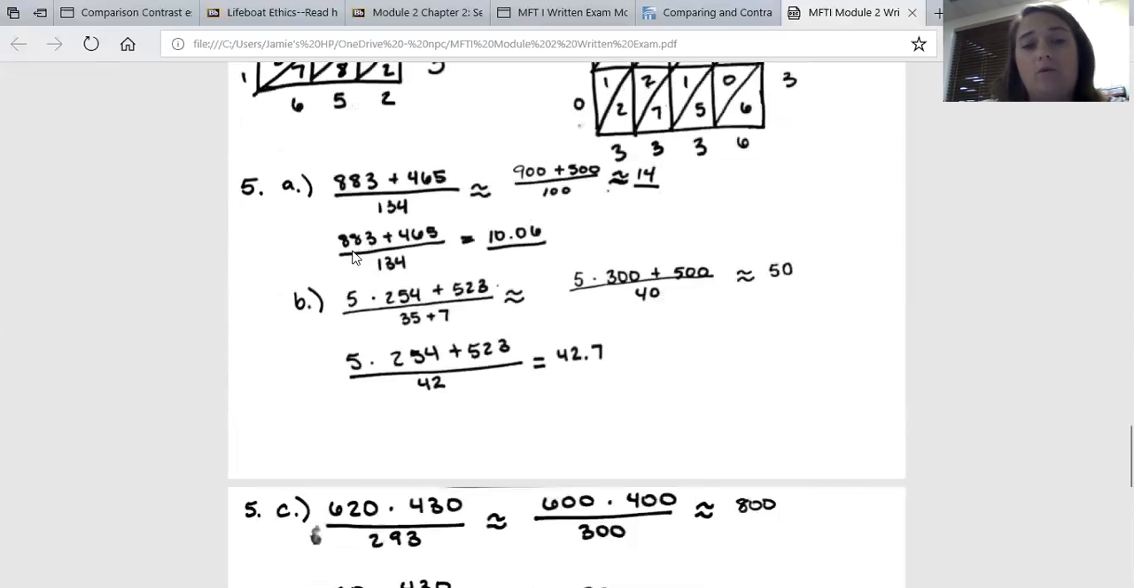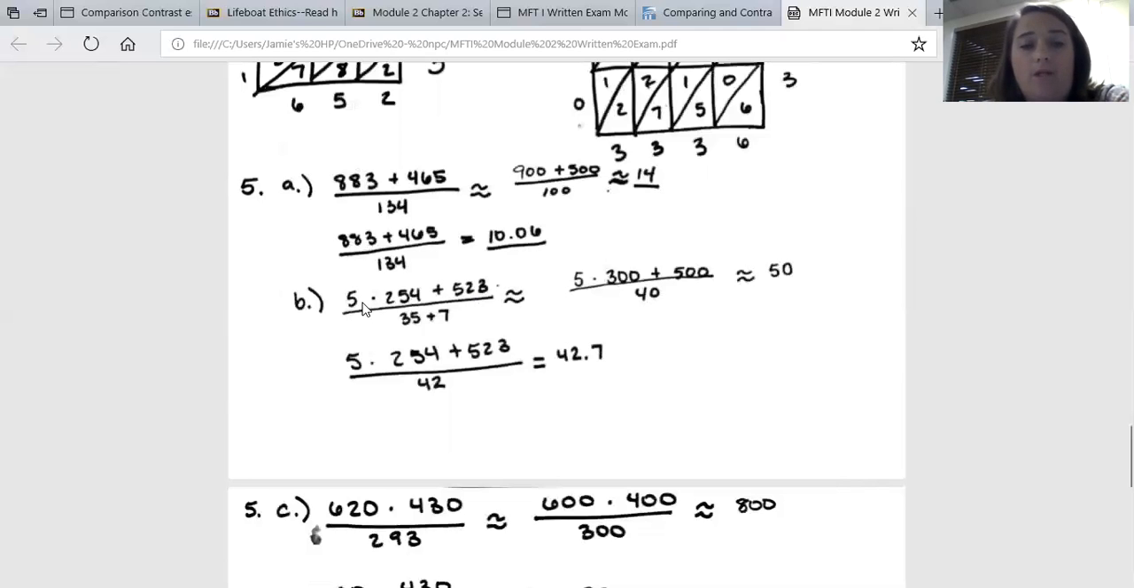Now, the actual 883 plus 465, and then divided by 134 is 10.06. So estimation, you can always get close to your number, but it's obviously an estimation and you're not going to get it to the actual number.